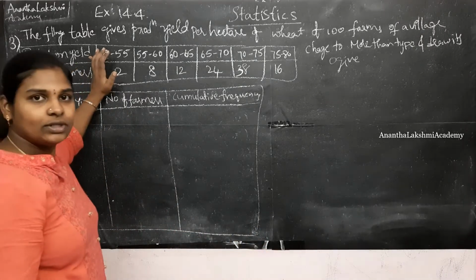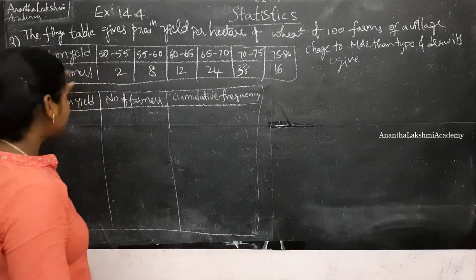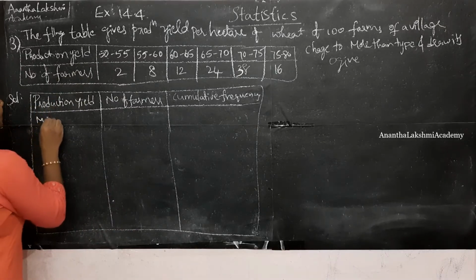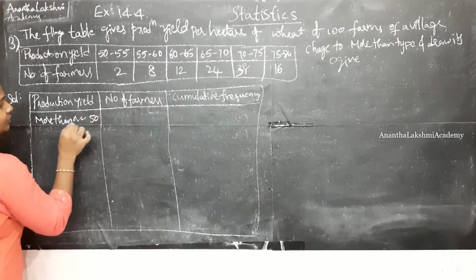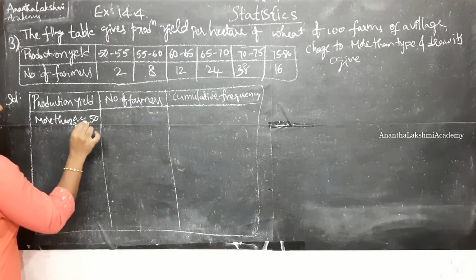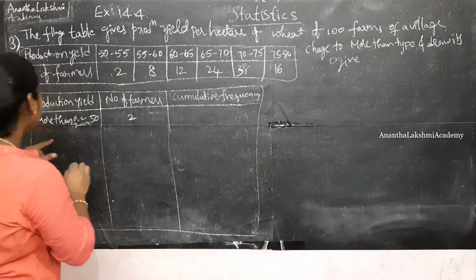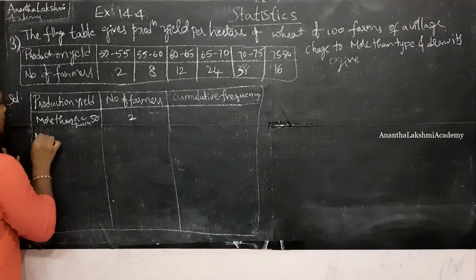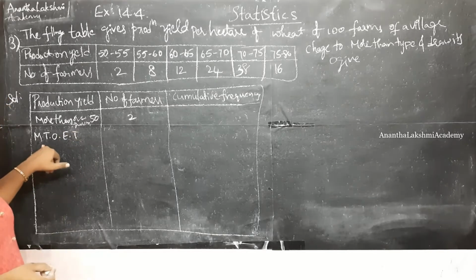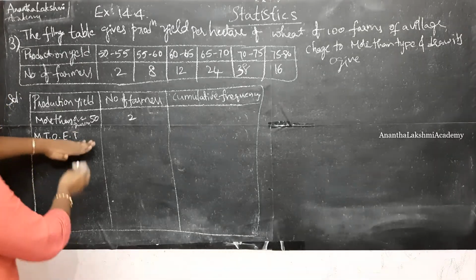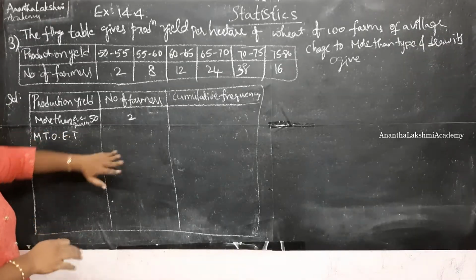So while considering the more than type, as I told you, we will be considering the more than lower boundaries. So 50 to 55 can be written as more than or equal to 50. More than or equal to 50 is 2. Now, I'm using the short notation more than or equal to since it takes time for me here to write this. Please expand this form and write it in your notebook.